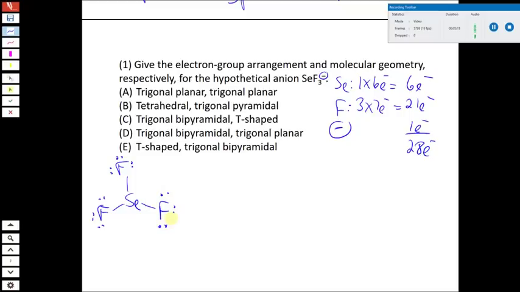And then finally, we've done 3 octets. So each of these 3 fluorines now has 8 electrons around it, 2 from the bond, 6 lone pair electrons. That's 24 of our total. So we have 4 more that go in the central atom. So we get 2 lone pairs on selenium. So that's our Lewis structure.